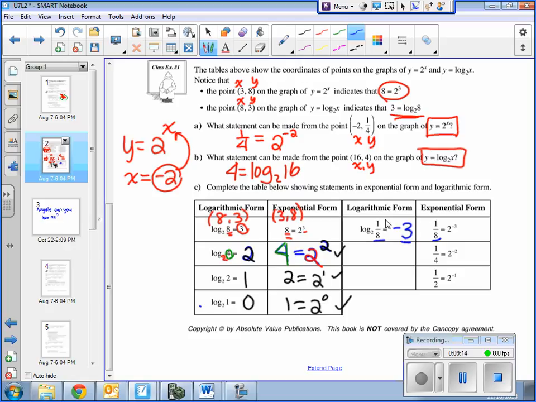Okay, so now let's go the other way. So log, what's our base still? Our base is still 2 here because our base is 2 there. 1/4 equals -2. Perfect. Okay, this next one, log, what's my base? 2. What's my argument? 1/2 equals -1. Perfect.